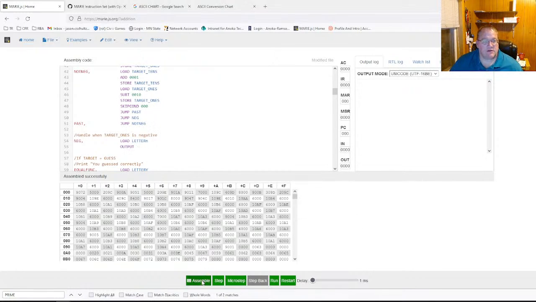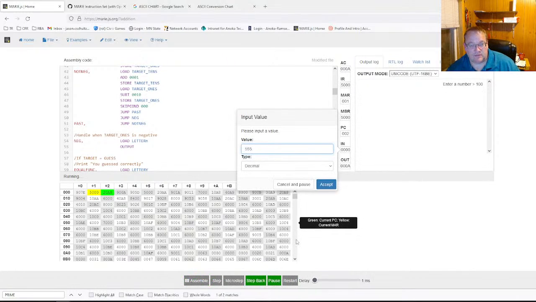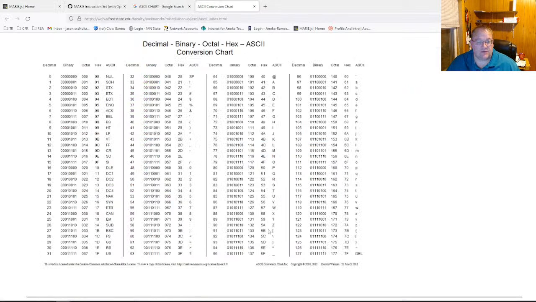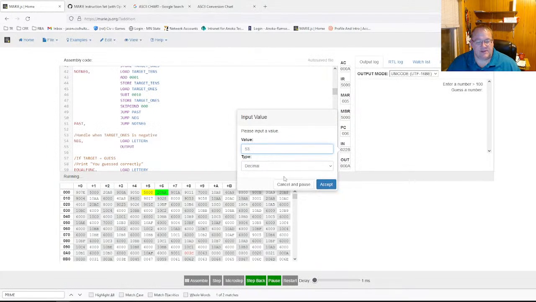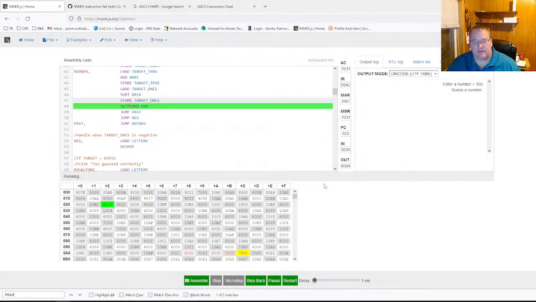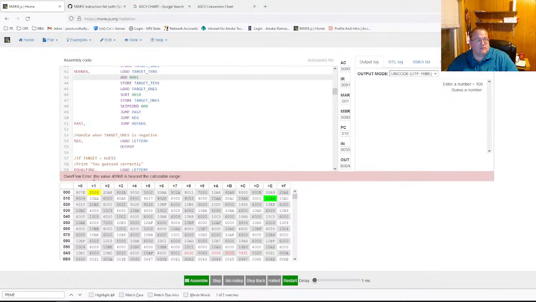Okay, so let's see if this works at all. So 555. Now I'm going to pick my number, and I'm going to pick that 53, because I know 50 is the correct answer here. Oh, no, actually it's different now. It's 3C. So 3C is 60. Okay, this is good. 53 is wrong, and that's okay. That is beyond the range.